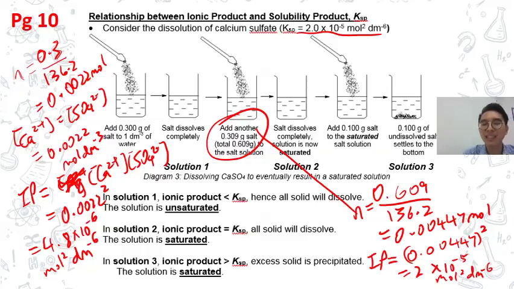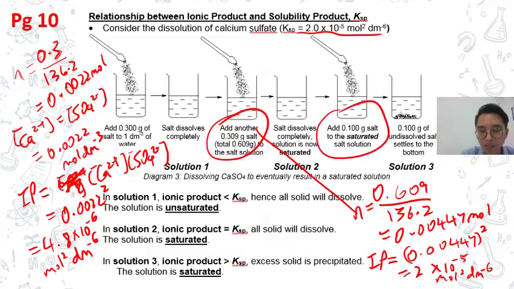Which means at this point in time, your IP, your ionic product, whatever you have dissolved, equals KSP. That means this is the point of saturation. Anything more that you add beyond this point will just precipitate out because your solution cannot hold any more ions. This is the point of saturation. So let's calculate further.